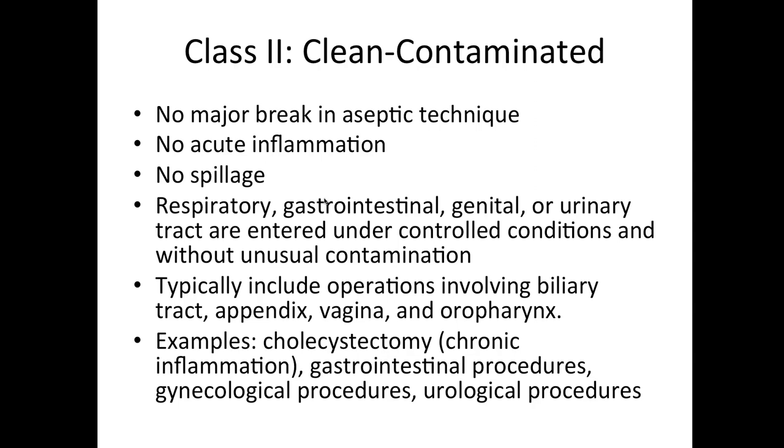And for Class 2, this is also known as a clean contaminated classification, meaning there was no major break in the aseptic technique and no acute inflammation, no spillage, and our respiratory, gastrointestinal, genital, or urinary tracts were entered, but they were under a controlled condition and without an unusual type of contamination going on. Typically, the operations classified as Class 2 would involve the biliary tract, appendix, vagina, or the oropharynx. Examples of this would be a cholecystectomy where there was chronic inflammation, so we're removing the gallbladder here, and gastrointestinal procedures, gynecological and urological procedures.